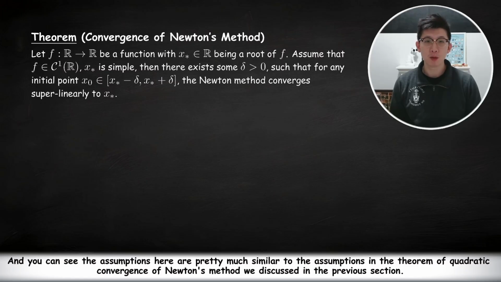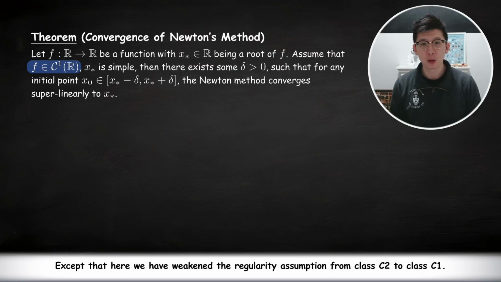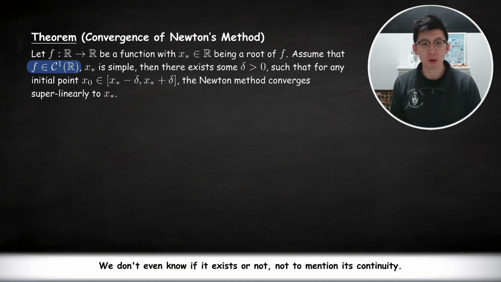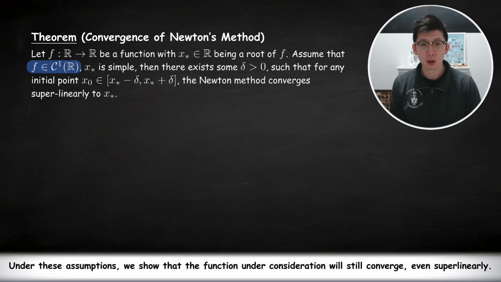And you can see the assumptions here are pretty much similar to the assumptions in the theorem of quadratic convergence of Newton's method we discussed in the previous section, except that here we have weakened the regularity assumption from class C2 to class C1. In other words, we still know that f and f prime are continuous functions, but there's nothing we can say about the second derivative of f. We don't even know if it exists or not, not to mention its continuity. Under these assumptions, we show that the sequence under consideration will still converge, even superlinearly.